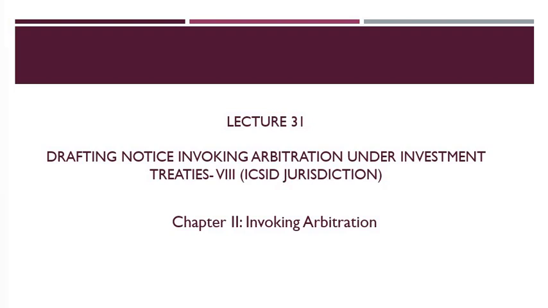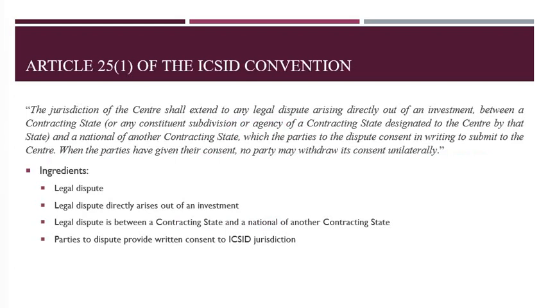To provide context to this lecture, it would do well to quote Article 25(1) of the ICSID Convention, which states, "The jurisdiction of the Centre shall extend to any legal dispute arising directly out of an investment between a contracting state or any constituent subdivision or agency of a contracting state designated to the Centre by that state and a national of another contracting state, which the parties to the dispute consent in writing to submit to the Centre. When the parties have given their consent, no party may withdraw its consent unilaterally."